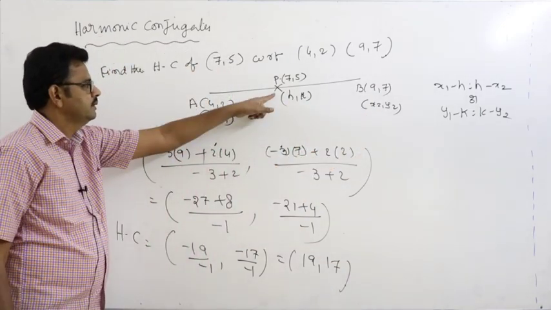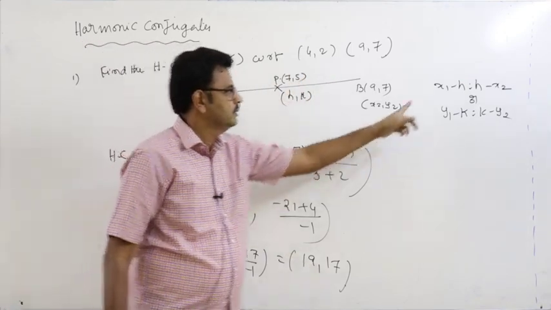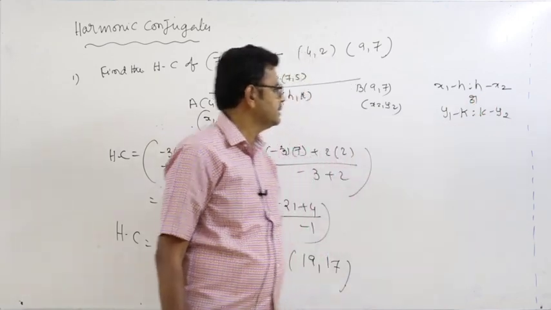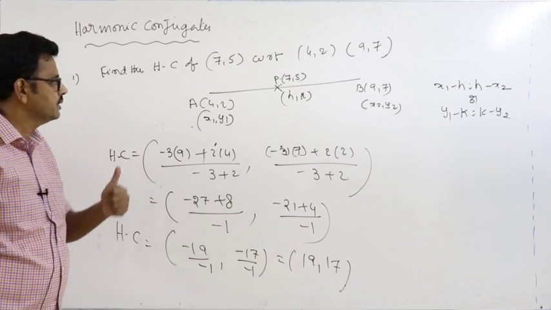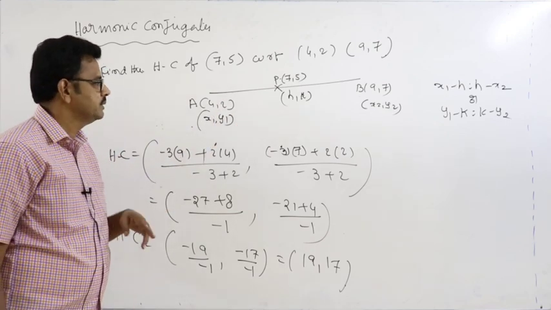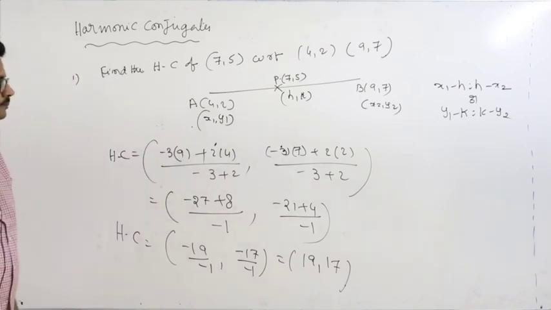So P divides AB in the ratio, first of all, (x1 minus h) is to (h minus x2); find the ratio. After that, the other point Q, that means the harmonic conjugate of P, divides AB in the ratio minus m is to n. Write it down.